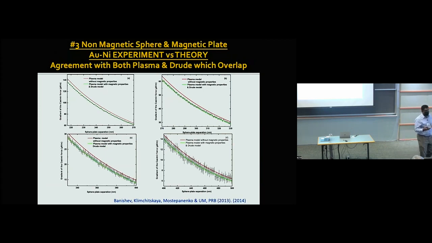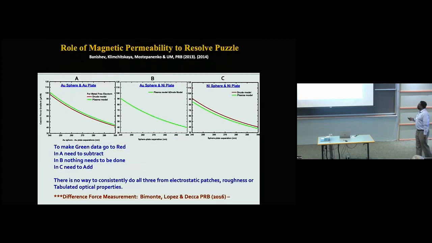So this is very interesting because I can summarize this here. When you change materials out, non-magnetic and magnetic, you see the following. In the first case, when both are non-magnetic, the measured force is on the plasma model, which is higher than the Drude model. So you think you can subtract something out, so you can make green go to red. In A, you need to subtract. But when you have one magnetic and one non-magnetic, both of them fall together, okay? And you can't subtract any electrostatic force and get anywhere because it's already good.